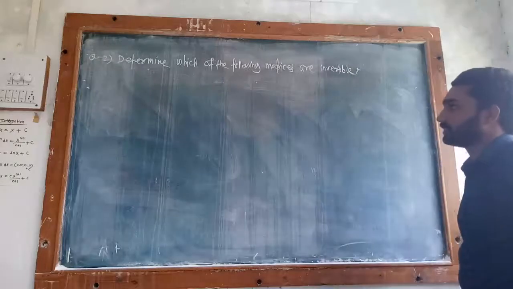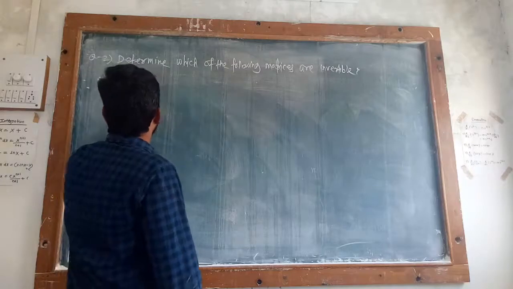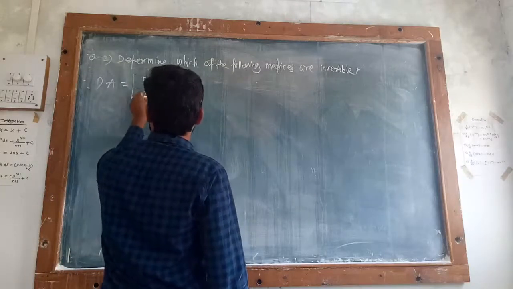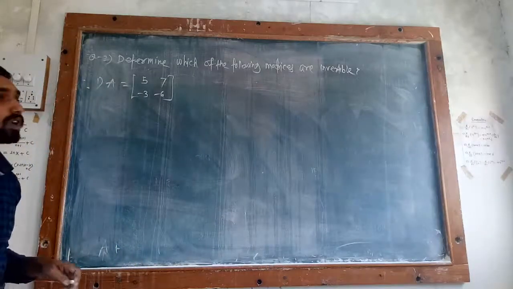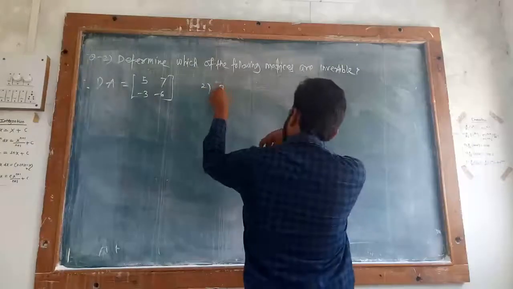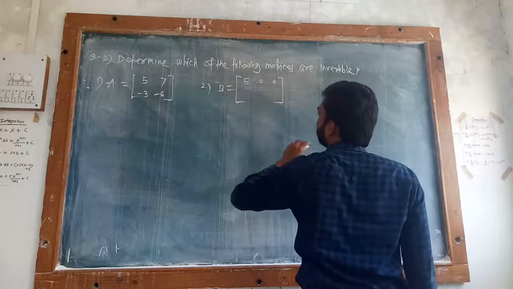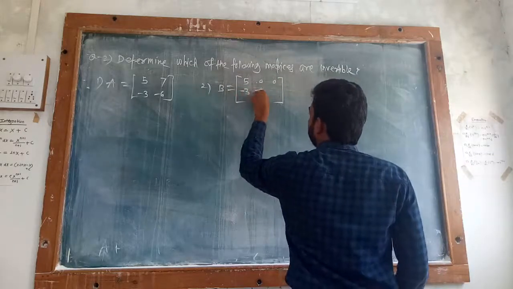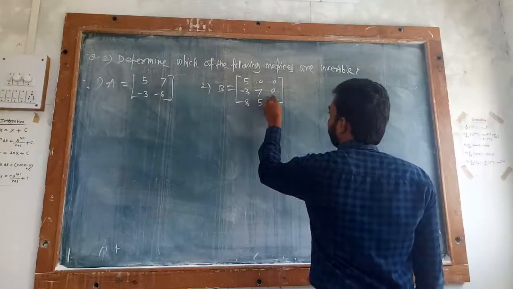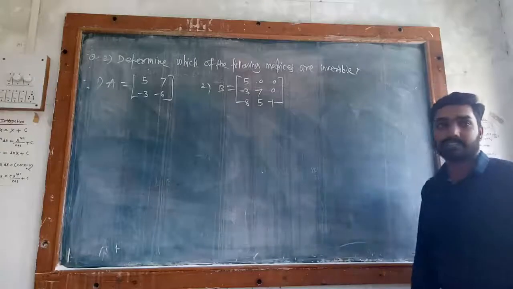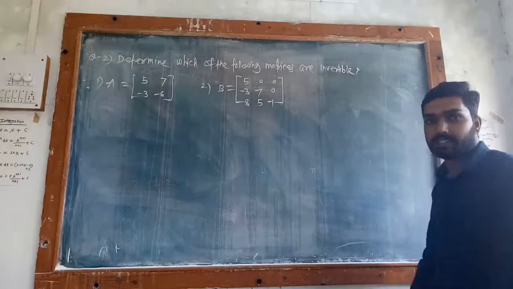Okay. So now the first matrix A is 5 7, minus 3 minus 6. This matrix is of order 2 cross 2, that is 2 rows and 2 columns. The second matrix B is a 3 by 3 matrix. Your first row is 5, 0, 0. Second row is minus 3, minus 7, 0. And your last row is 8, 5, minus 1. So matrix B is of order 3 cross 3. Determine which of the following matrices are invertible.